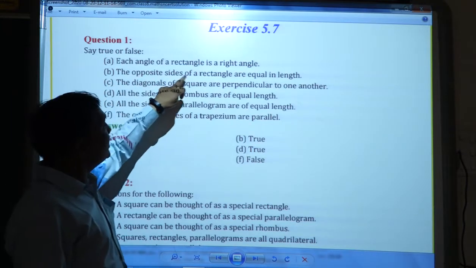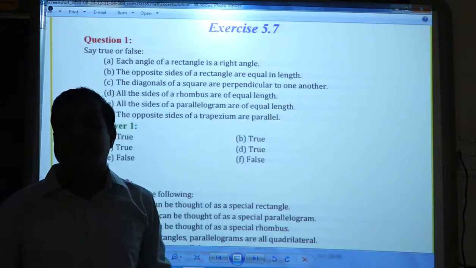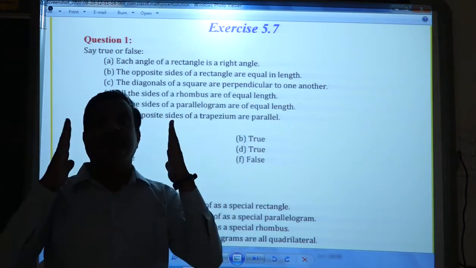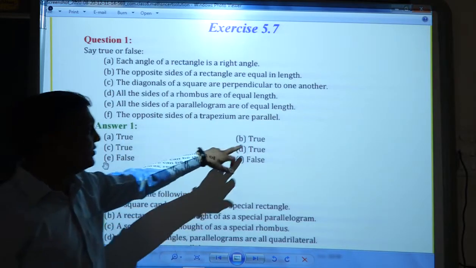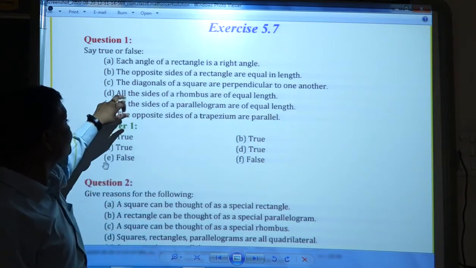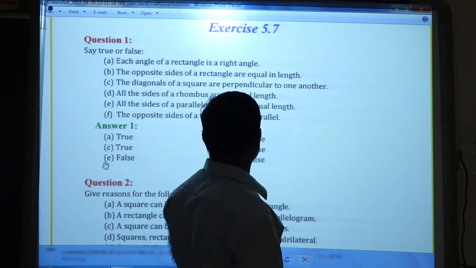Second, the opposite sides of a rectangle are equal in length. As we know, a rectangle has four sides; these two sides and these two sides, both pairs are equal. Yes, it is also true. Third, the diagonals of a square are perpendicular to one another.